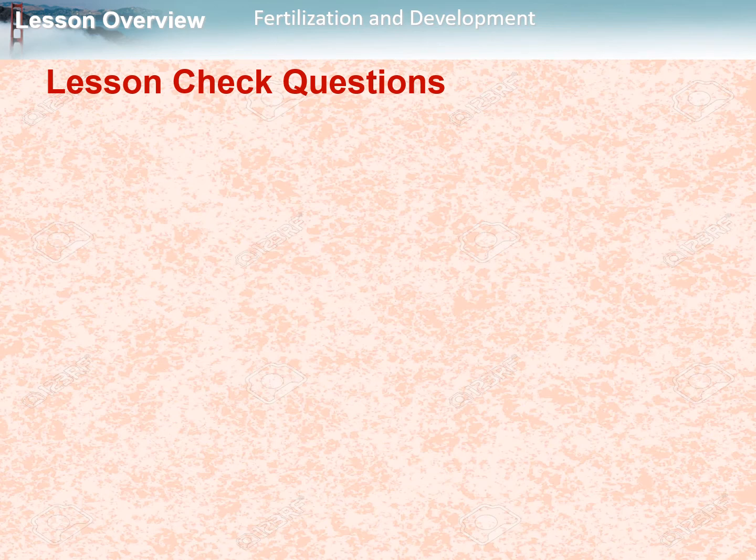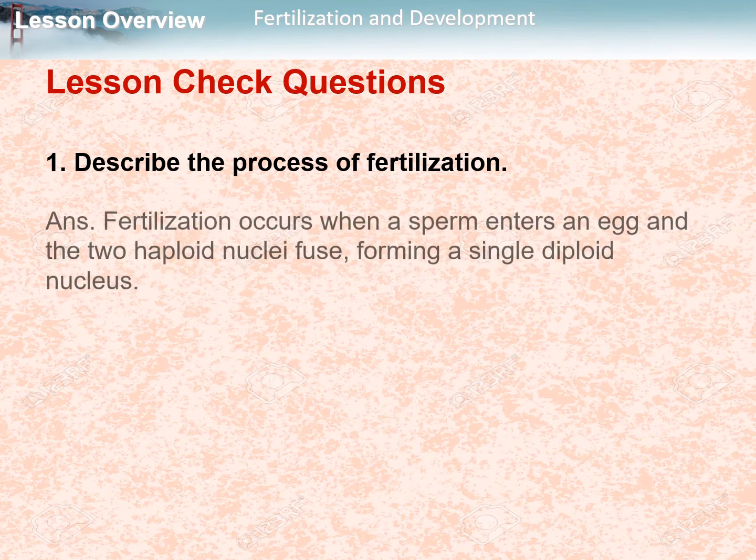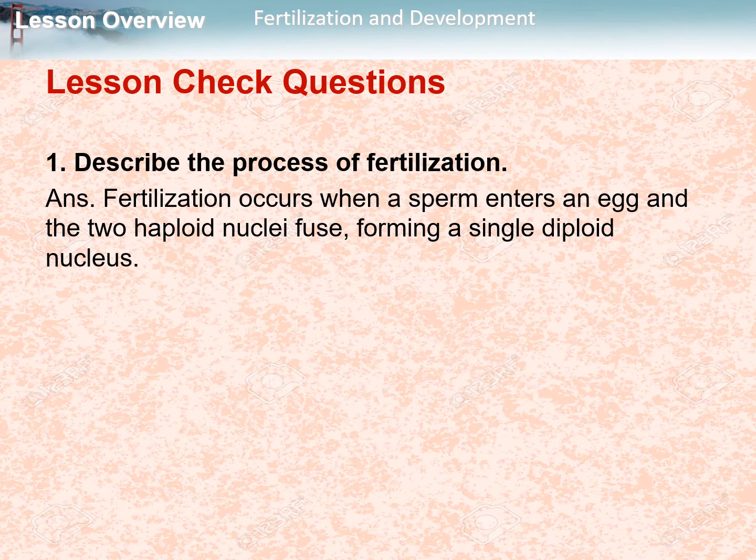So let's have some lesson check questions. Describe the process of fertilization. Fertilization occurs when a sperm enters an egg and the two haploid nuclei fuse, forming a single diploid nucleus.